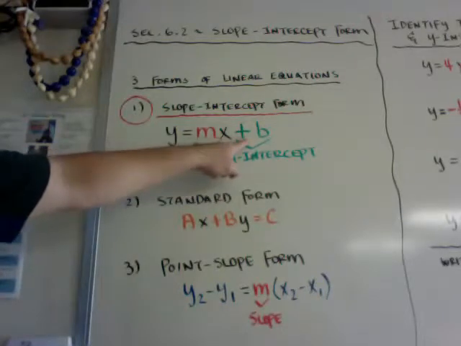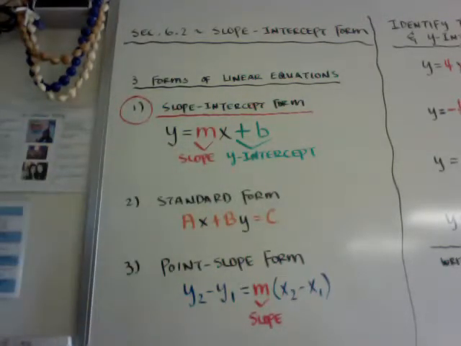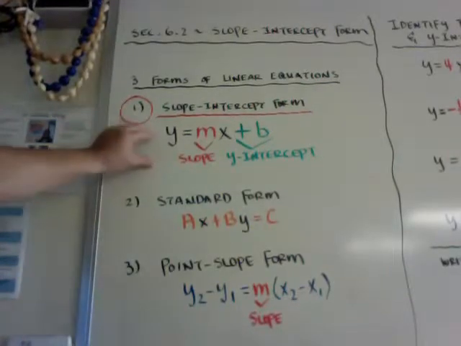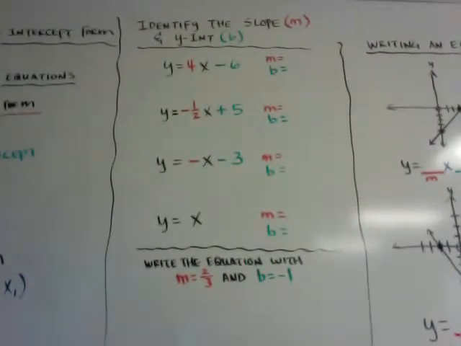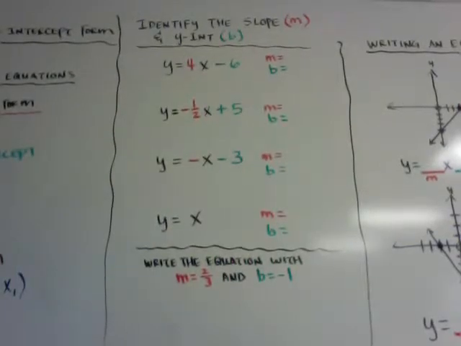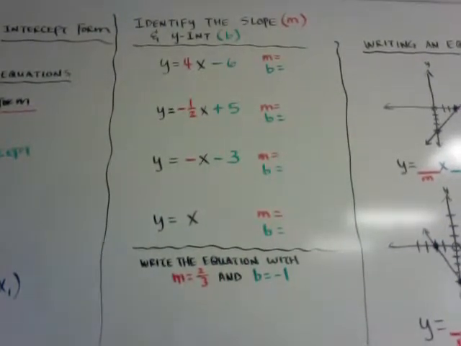Notice I put the sign in front of the b as well in green. So if you see a negative number there, your y-intercept is going to cross below the origin, or at a negative number. Okay, so slope-intercept form, y equals mx plus b. Identifying the slope and y-intercept, the m and the b. This is going to be a really simple section here.